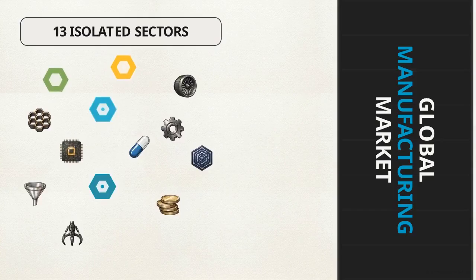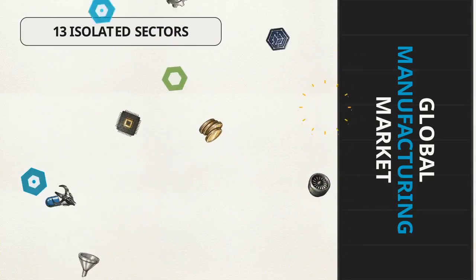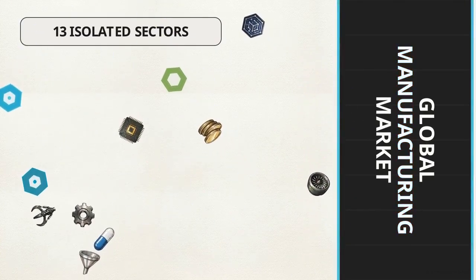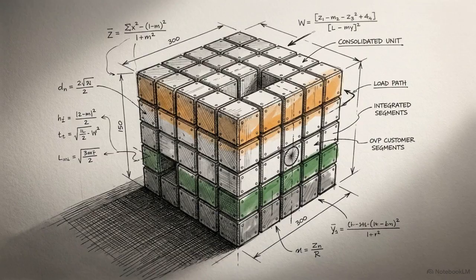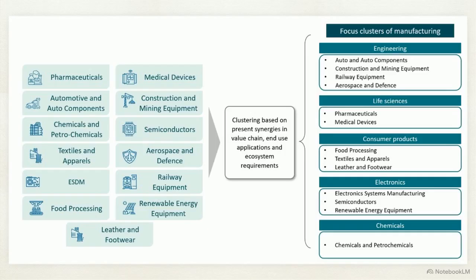But 13 isolated sectors still present a bottleneck. Operating independently, they lack the sheer mass required to exert leverage on the global market. The structural solution is consolidation. The framework groups these distinct sectors together based on shared operating models and overlapping customer segments. This diagram illustrates that consolidation.